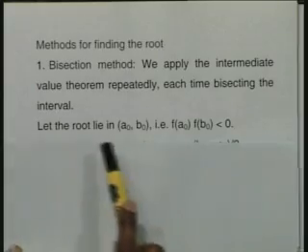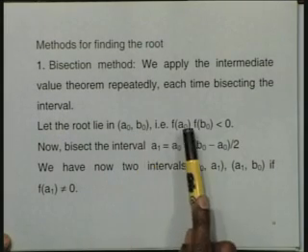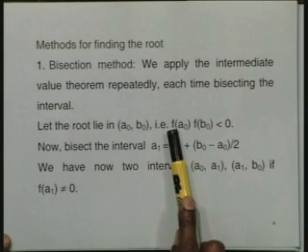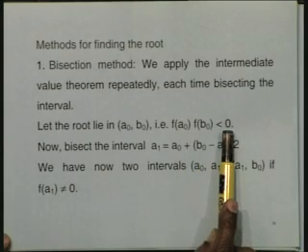So given, starting with a particular length of the interval, each time I will bisect the length of the interval and go on repeatedly applying the intermediate value theorem, and that we shall call the bisection method. Now what we really mean is the root is lying between a0 and b0, therefore the product of these ordinates f of a0 f of b0 is less than 0.